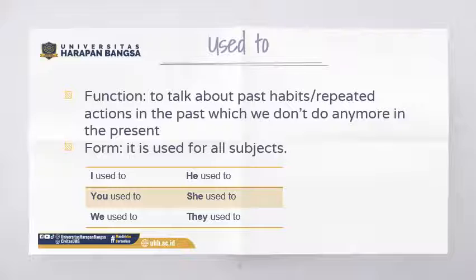For example, I used to. He used to. Bob used to. You used to. She used to. Tina used to. We used to. They used to. Tommy and Bobby used to. So used to is applied for all subjects.